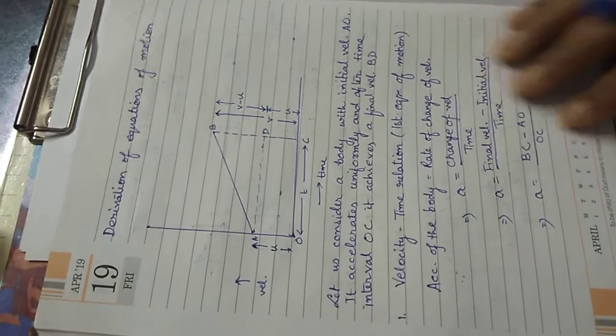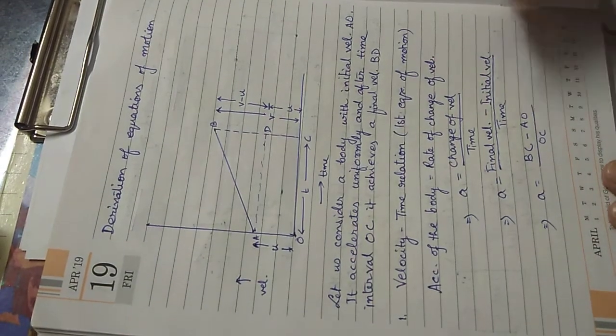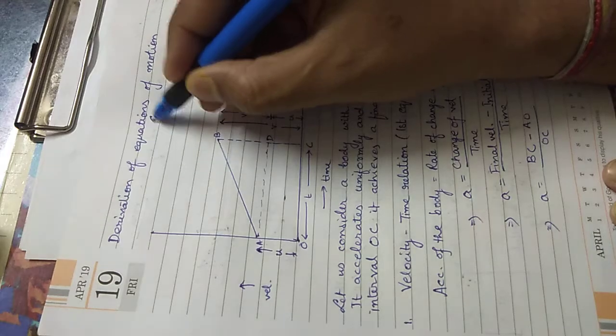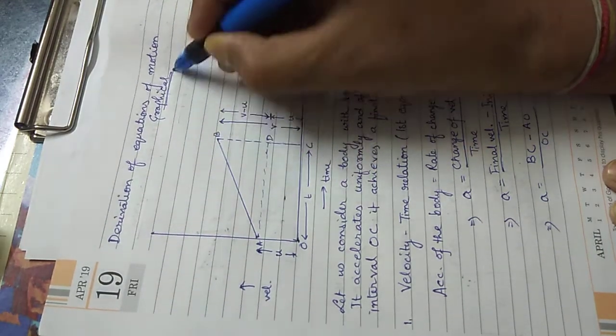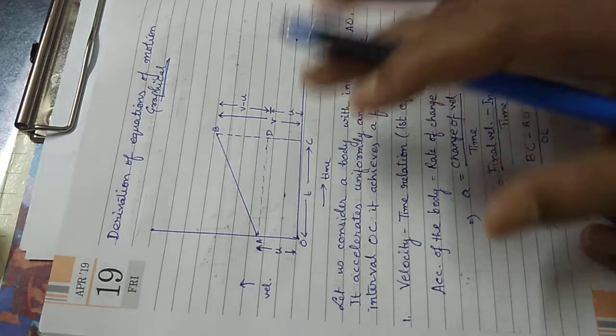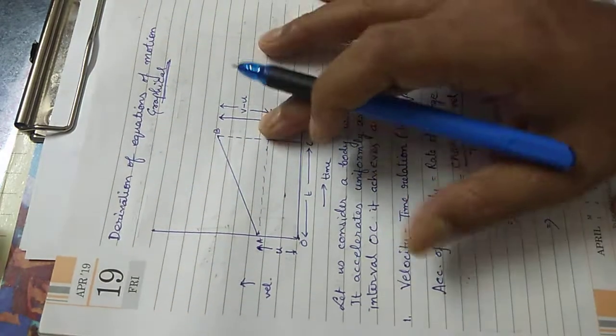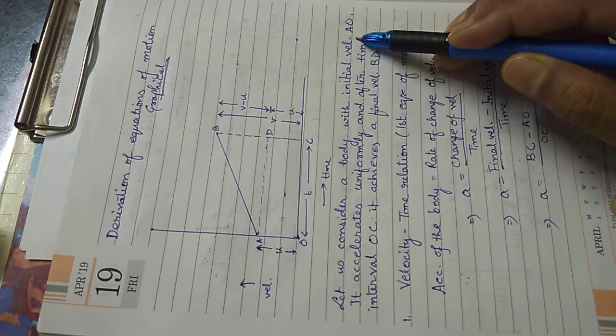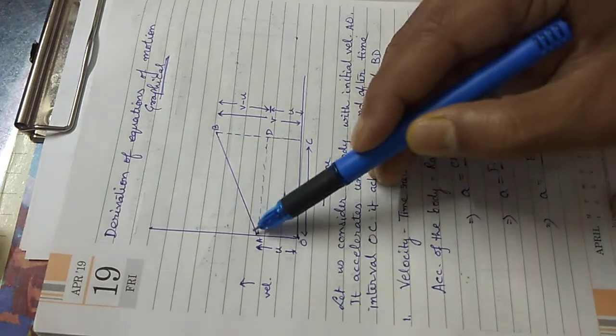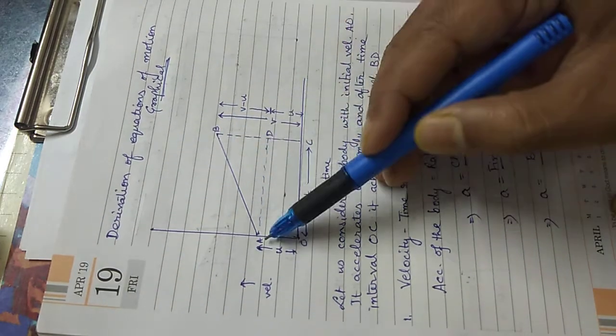Next, we come to the derivation of the three equations of motion. So there is a graphical derivation. You have to derive it from a velocity time graph. So for this we consider this situation. What is the situation? Let us consider a body with initial velocity AO. So from the graph we have drawn a graph line A to B.